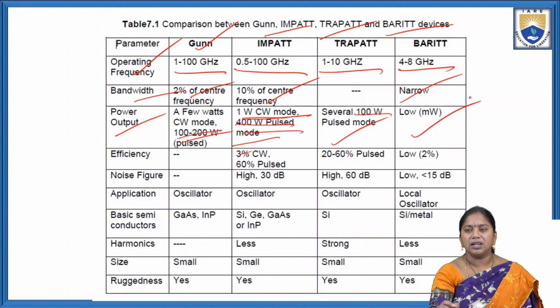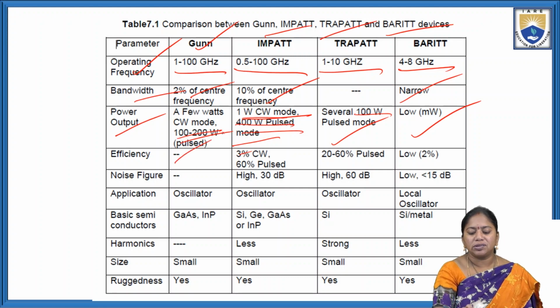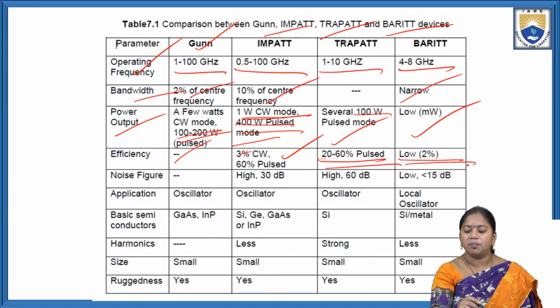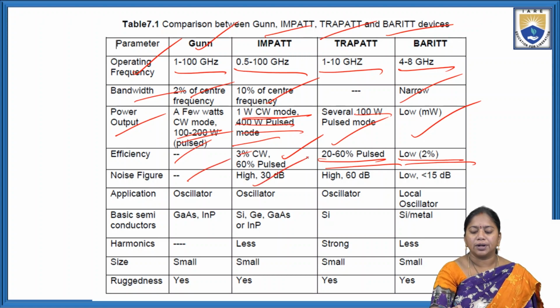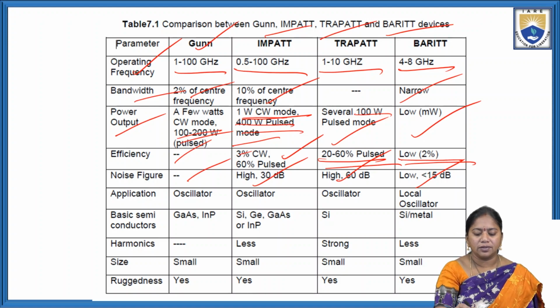Low milliwatt power for the barrier diode. Efficiency for the Gunn diode is low. For the impact diode it is 3% CW and 60% pulsed, 20 to 60% pulsed for the TRAPATT diode, and low for the barrier diode, that is 2%. Noise figure is high, 30 decibels, for the impact diode, high for the TRAPATT diode, that is 60 decibels, and low for the barrier diode, which is less than 50 decibels.